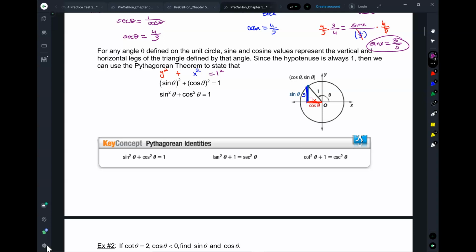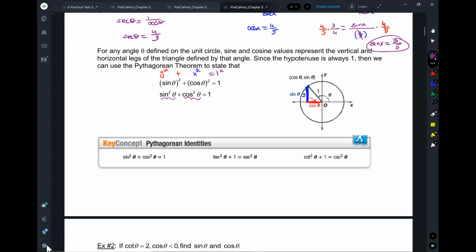So instead of saying y squared, I could also write sine theta squared plus, instead of saying x squared, I could write cosine theta squared, right? That equals 1, right? If I just substitute. Yes, everybody with me? Now, another way of writing sine theta squared is sine squared theta. That's the most efficient way of writing it. That's how we normally write it. Sine squared theta plus cosine squared theta equals 1.